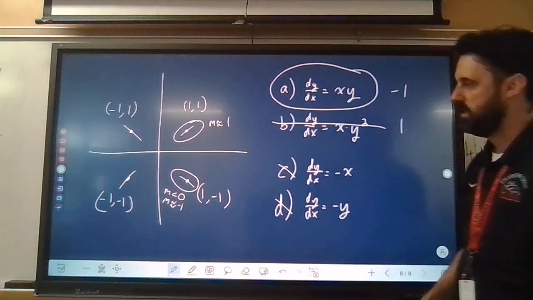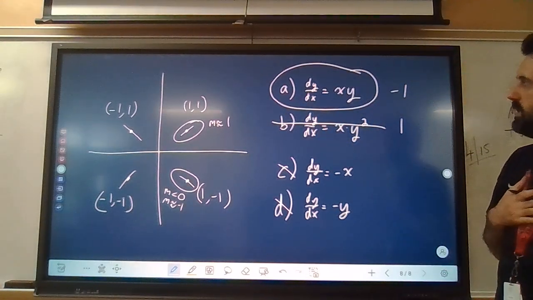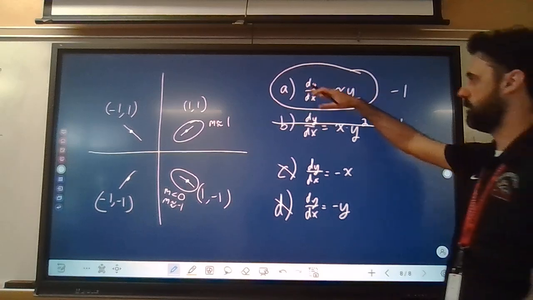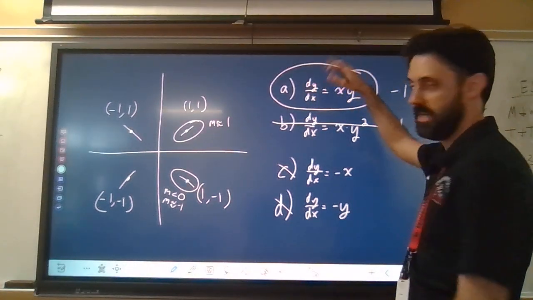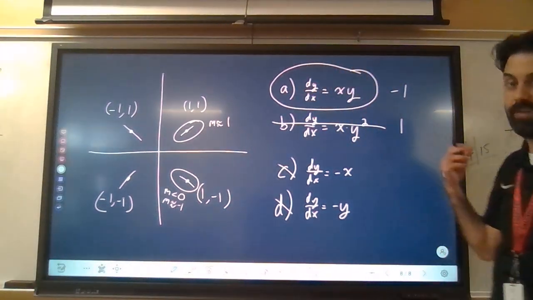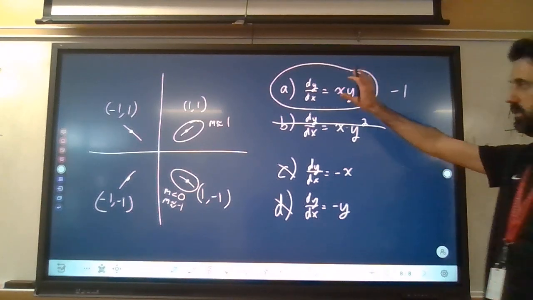All right, so that's my strategy for these differential equations here. You do not have to separate the variables and take an antiderivative of both sides. That would be actually finding the solution. We just want to match the derivative to its slope field.